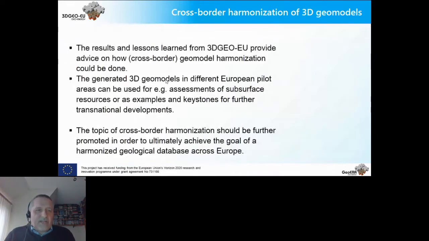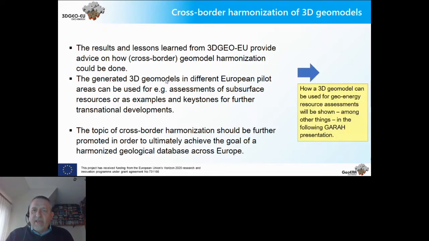So now let's go to the final slide for 3D Geo. I think the results and lessons learned from this project already provide advice on how cross-border geomodel harmonization could be done. We have created various 3D European areas, and they could already be used for assessments of subsurface resources. They can also be used as examples or keystones for further transnational development. So the topic of cross-border harmonization is important, we believe, and it should be further promoted in order to ultimately achieve the goal of a harmonized geological database across Europe.